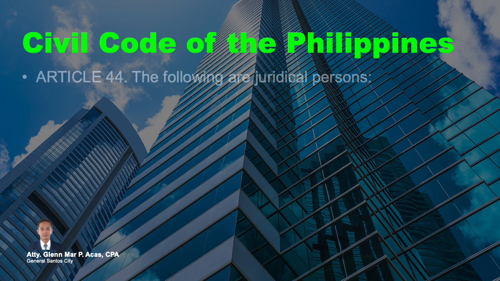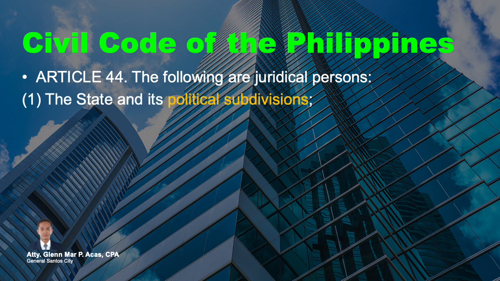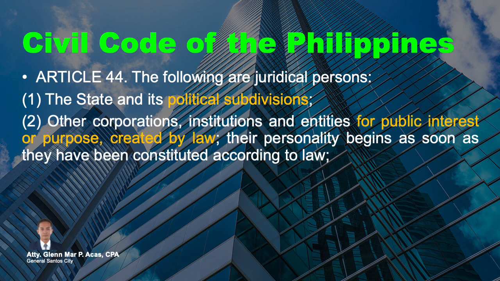Looking at the Civil Code of the Philippines, Article 44, it is stated there that the juridical persons are, number one, the state and its political subdivisions. This is precisely the local government units that we have been discussing in this presentation. And number two, other corporations, institutions, and entities for public interest or purpose created by law. Their personality begins as soon as they have been constituted according to law.